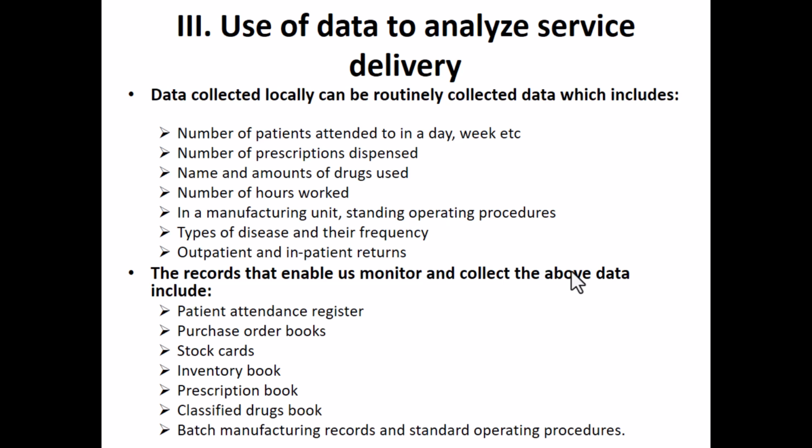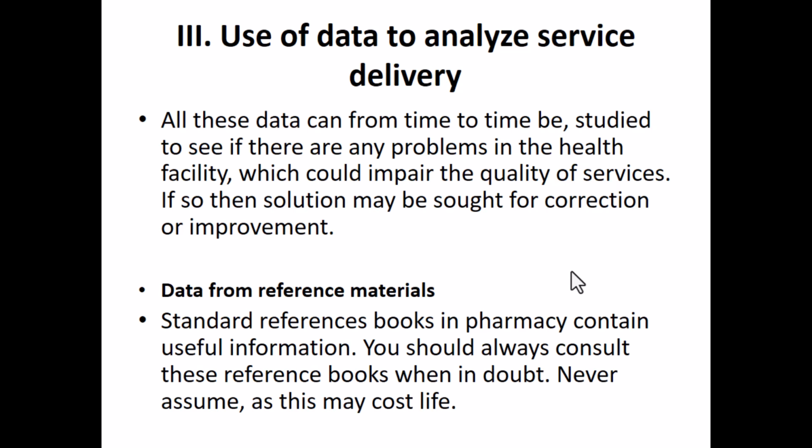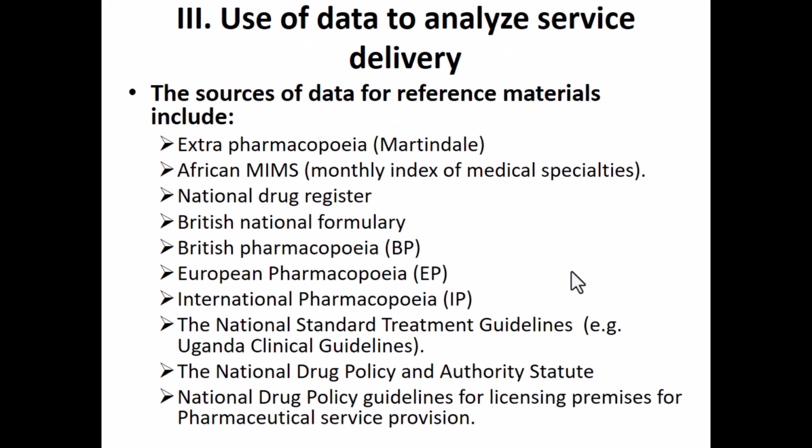We see that we have the different records that enable you to monitor this locally collected data. You have your patient attendance register, the purchase order books, the stock cards, the inventory books, the prescription books, the classified drug book, and then the batch manufacturing book. Okay, so the use of this data, we are continuing. We see that all this data can from time to time be studied to see if there is any problem in the health facility.